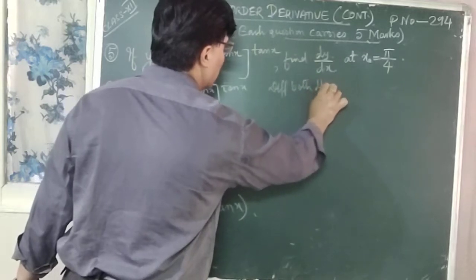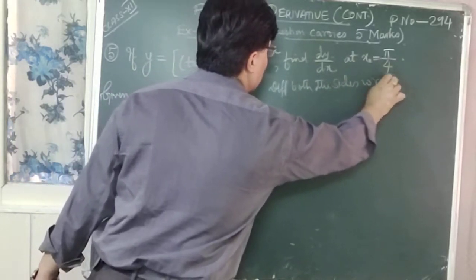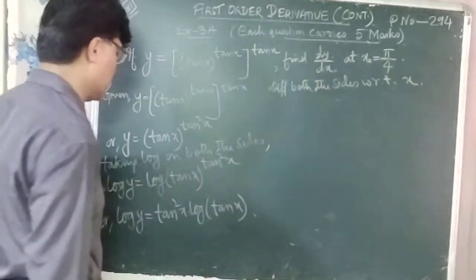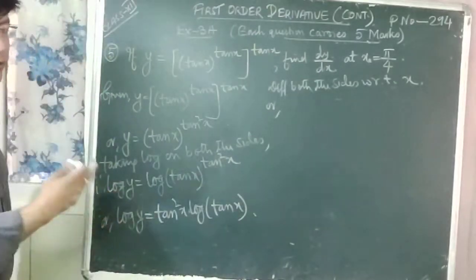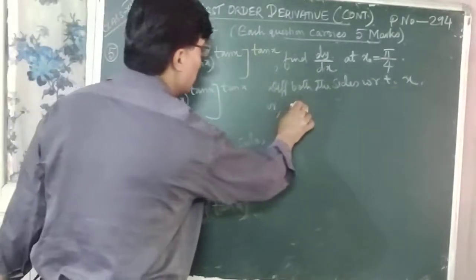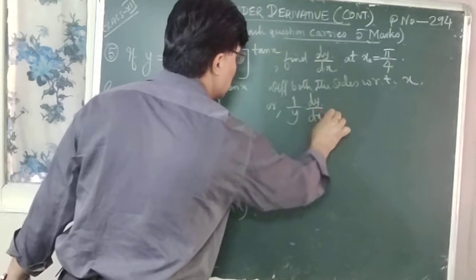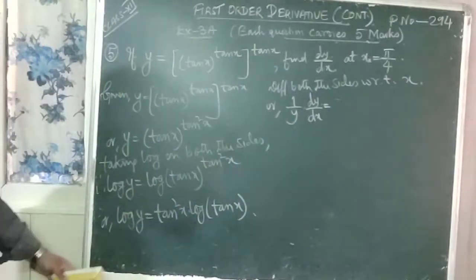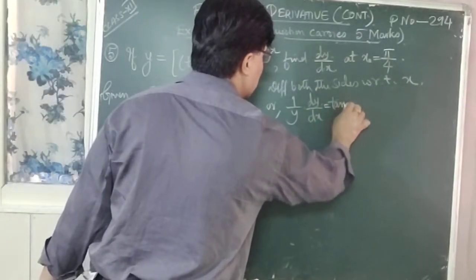Differentiating both the sides with respect to x. What is the differentiation of log y with respect to x? That is 1 by y. So 1 by y into dy by dx is equal to, now which rule is applied here? UV rule, right? So tan square x is kept as it is.